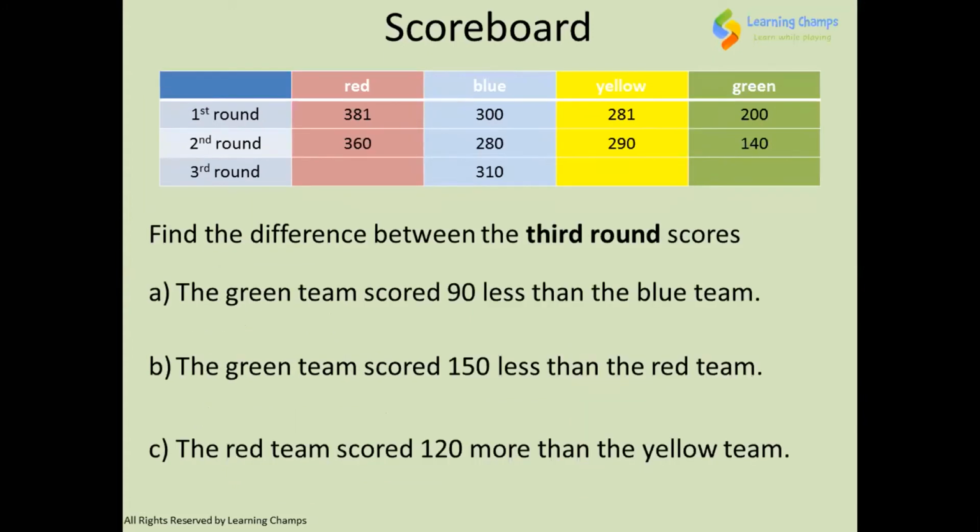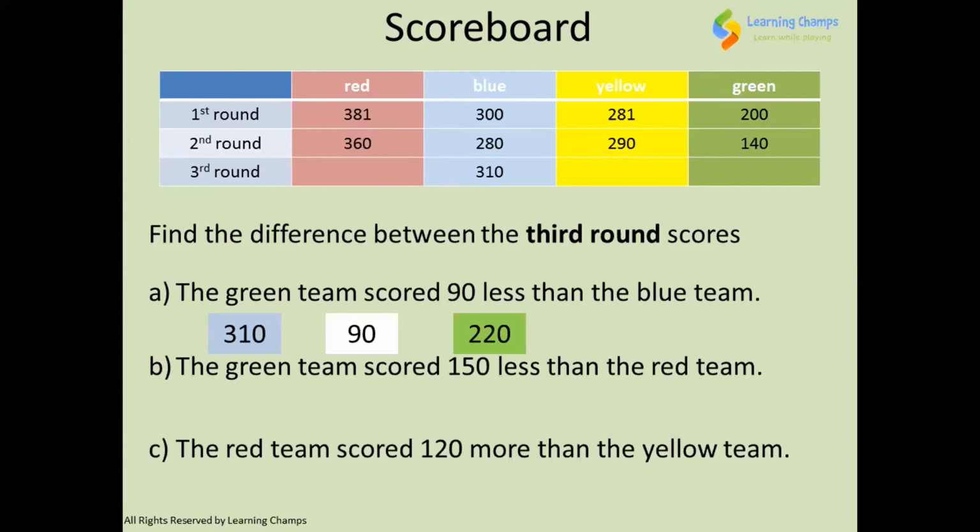Now the third round, some scores are missing. You have to find it. The green team scored 90 less than the blue team. So how much has the blue team scored? 310. So what should we do? Minus 90. Very good. What's the answer? 220. 220 or 230? 220.